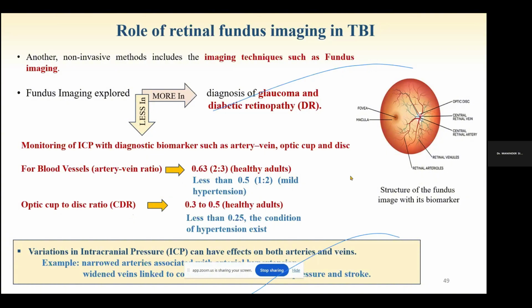If it is less than 0.5, like a ratio of 1:2, then the patient will have mild hypertension conditions. Similarly, the optic cup-to-disc ratio is also there. For healthy adults it ranges from 0.3 to 0.5, and if it is less than 0.25, hypertension exists. So this is a very important area which has not been explored by many people, and people are working only on glaucoma, cataract, and so on. So we can start with intracranial pressure.